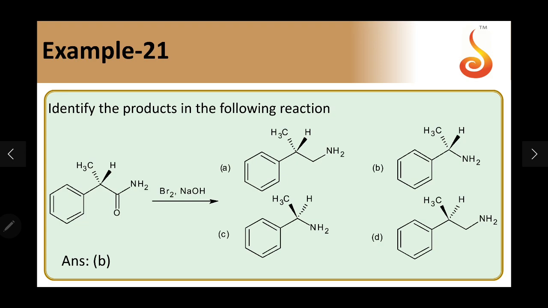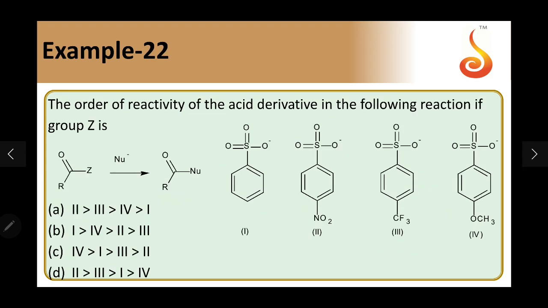Example 22. What is the order of reactivity of the following acid derivatives in the following reaction if the group is Z? So the given reaction is clearly nucleophilic acyl substitution. So nucleophilic acyl substitution will depend upon the leaving ability of the group Z. So we'll take the solution.